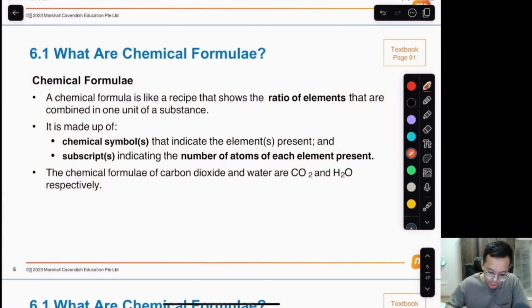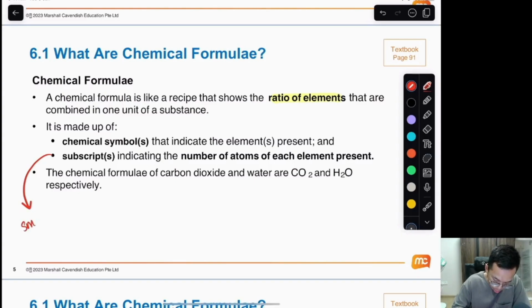So this is just the definition of what is a chemical formula. A chemical formula is like a recipe that shows the ratio of elements, the different ratios that are combined in one unit of a substance. In this case, we are talking about compounds. It is made up of chemical symbols that indicate the elements present, and also subscripts indicating the number of atoms present.